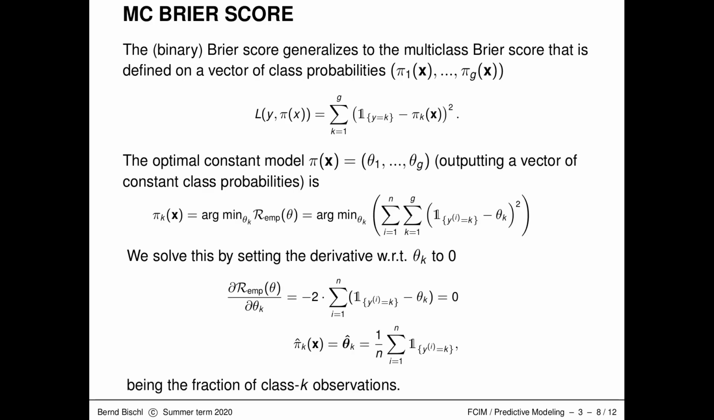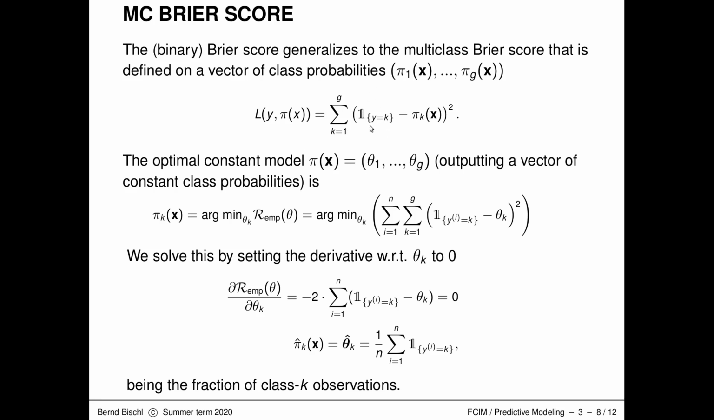Now, let's generalize the Brier score to the multiclass case. So what was the definition of the binary Brier score? The definition of the binary Brier score was simply to compute the squared difference between the posterior probability and the 0-1 encoding of the observed class. And we do exactly the same thing here for the multiclass case. So we sum over all of our classes for a specific observation x.